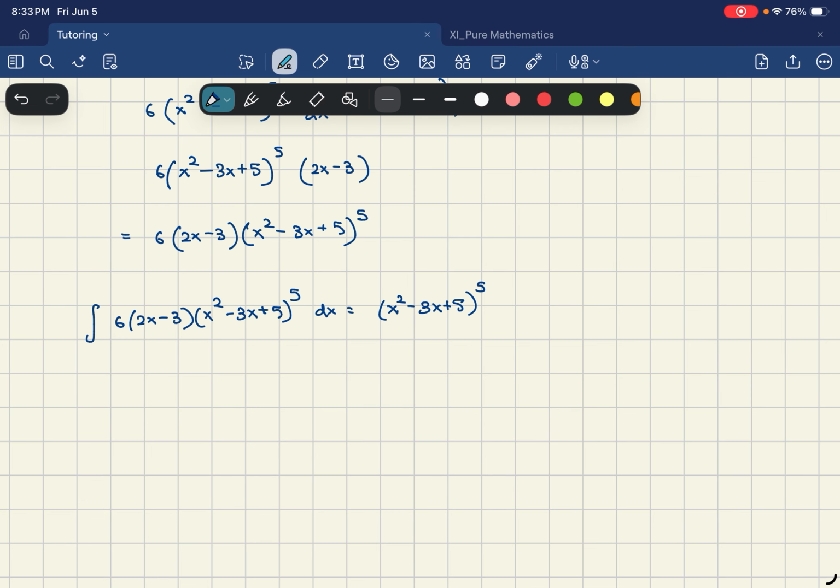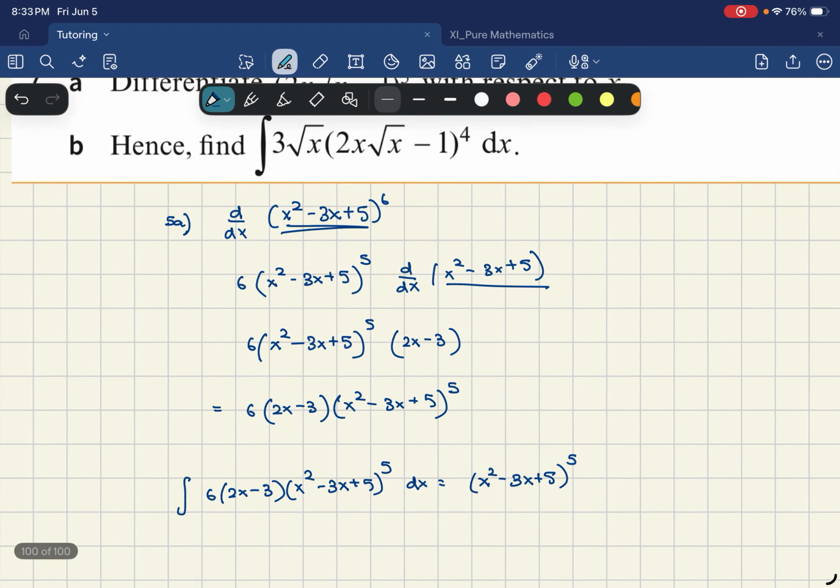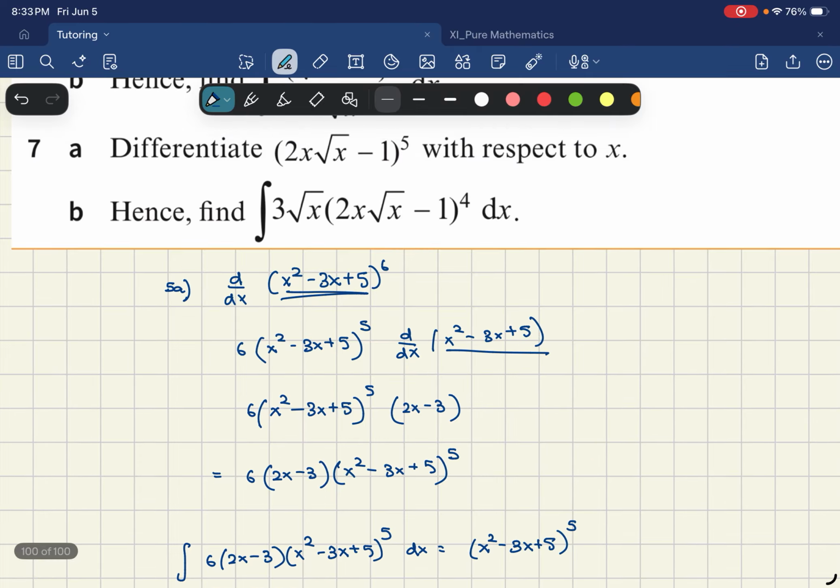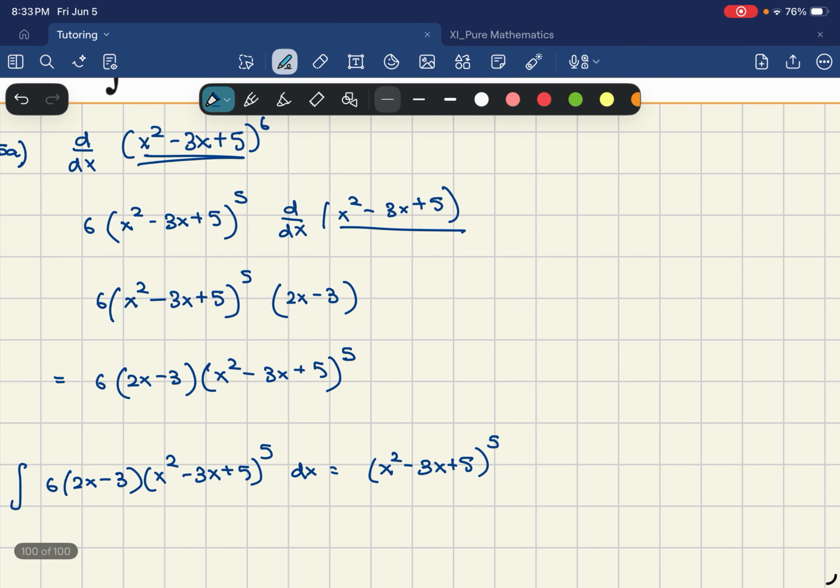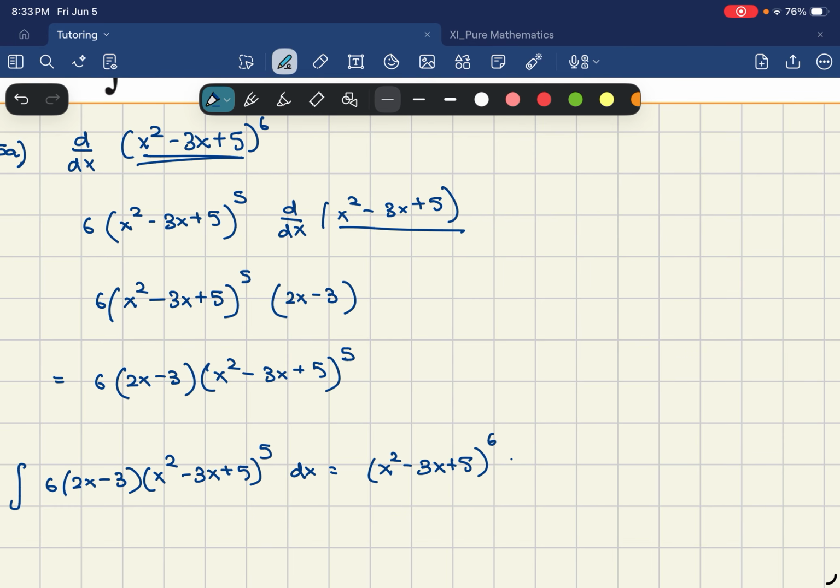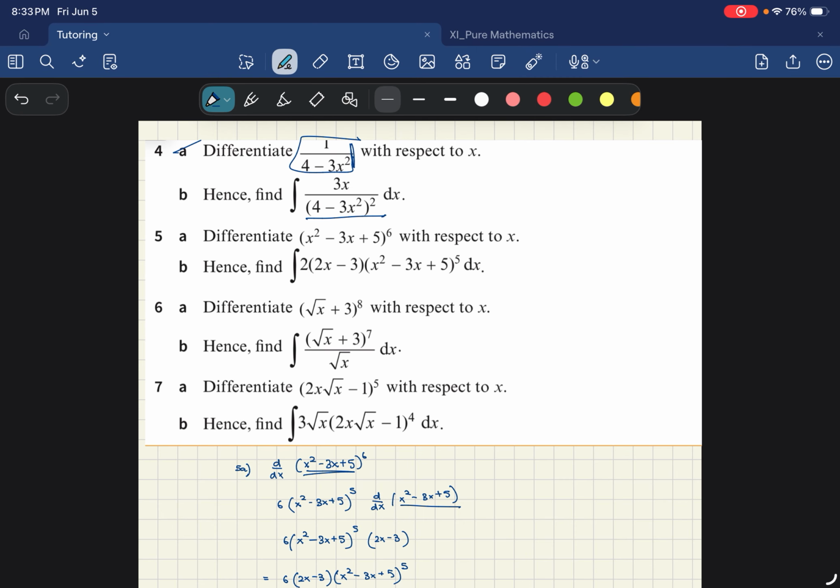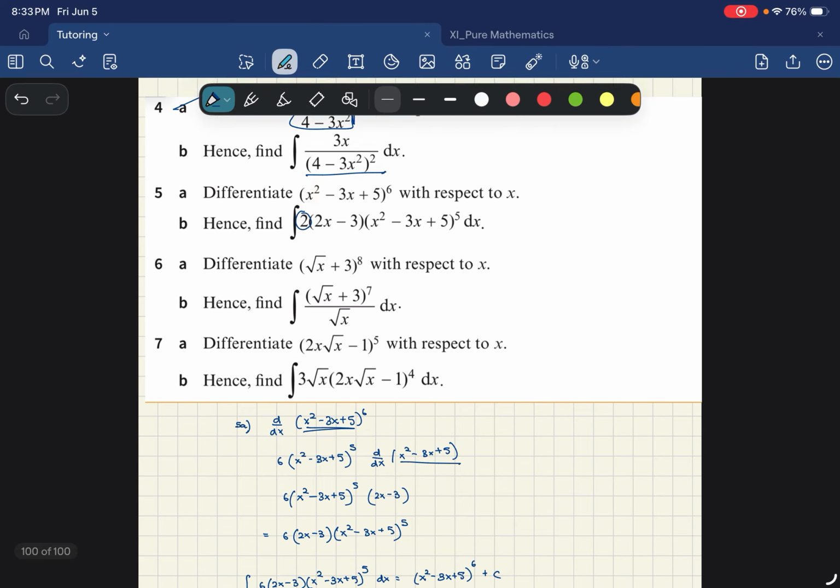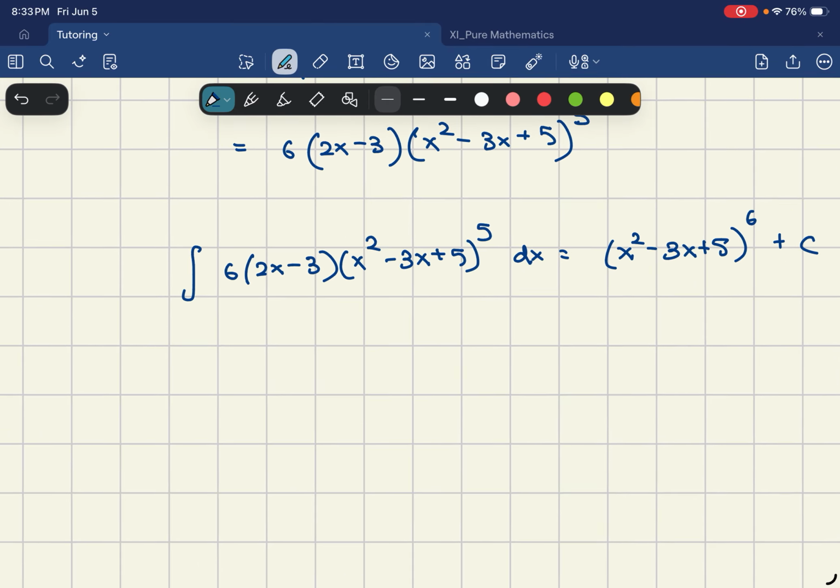All right. So we know that, sorry, I was away, but we know that if we integrate this expression, we get x squared minus 3x plus 5 to the power 6 plus c. That is what we know. And the question asks us to find what is 2 times this, right? So if I factor out a 3, then I get 3 times 2 is 6, and I get exactly what the question wants me to find.